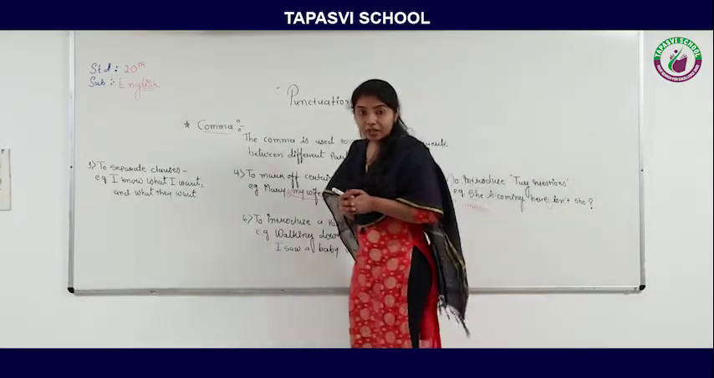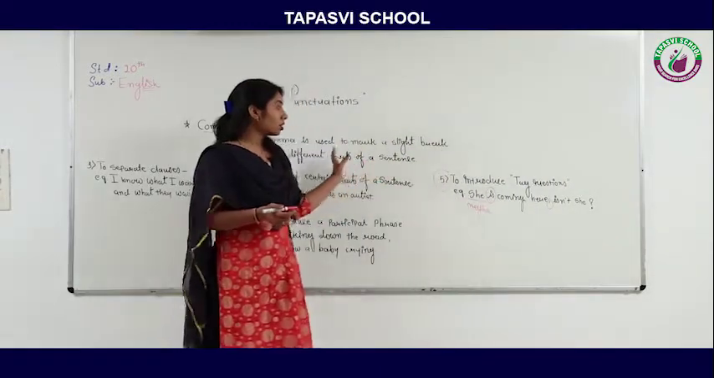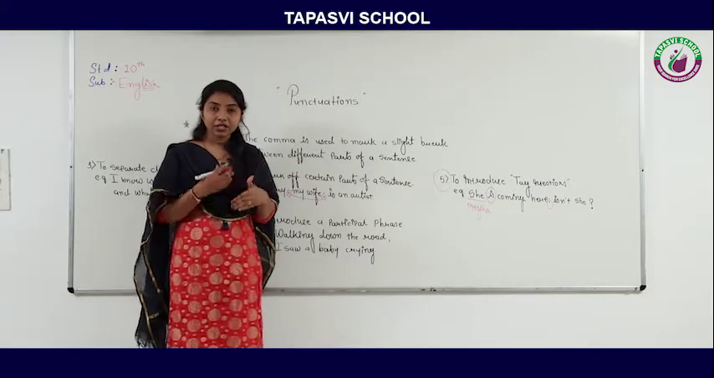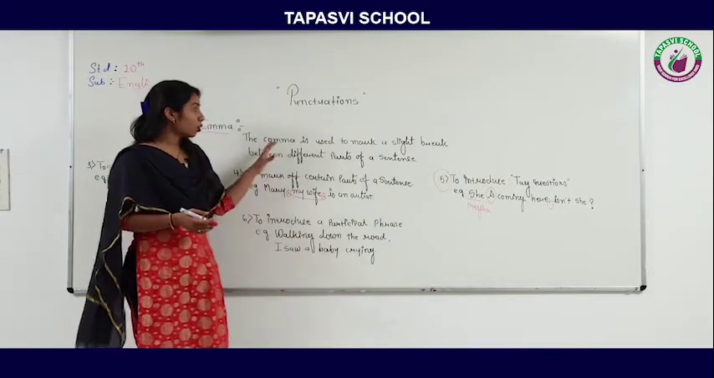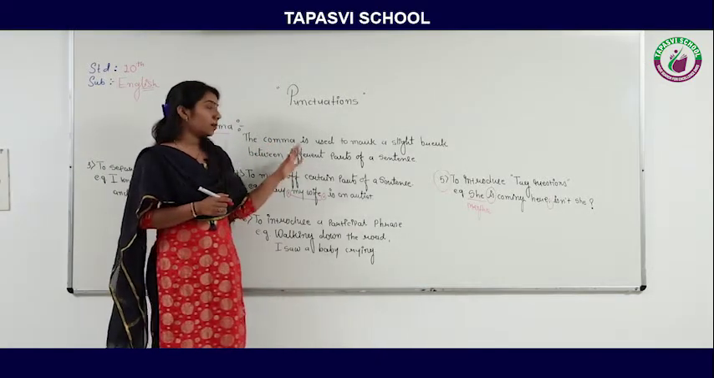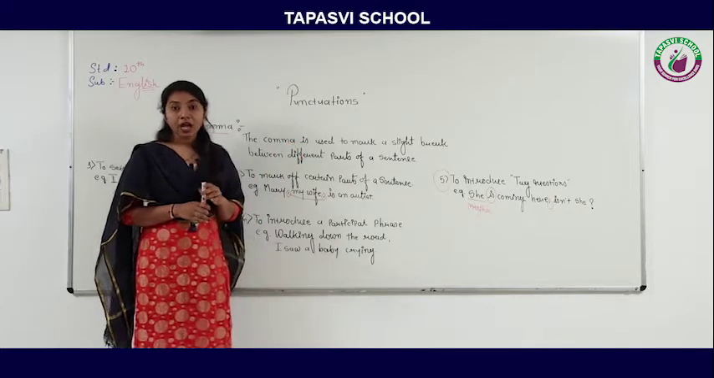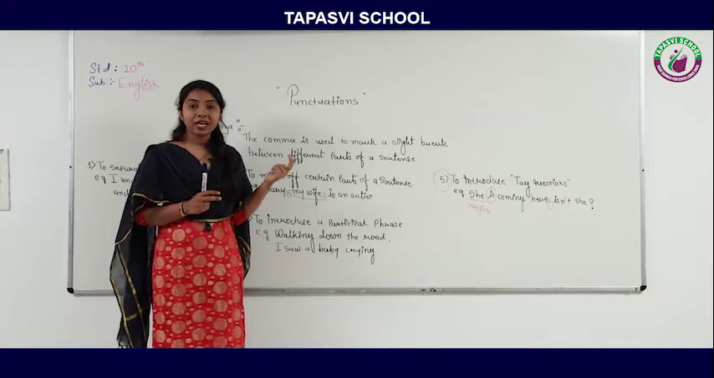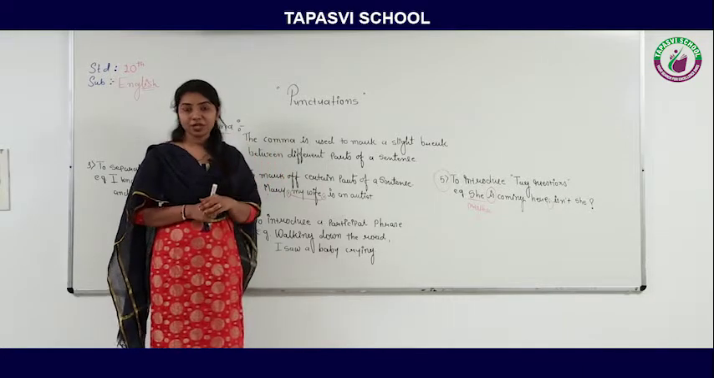So students, these were the uses of comma. Again let's revise quickly that a comma is used to mark a slight break between the parts of a sentence. I hope the comma is very clear to you. Now we'll go to the next point of punctuation marks.